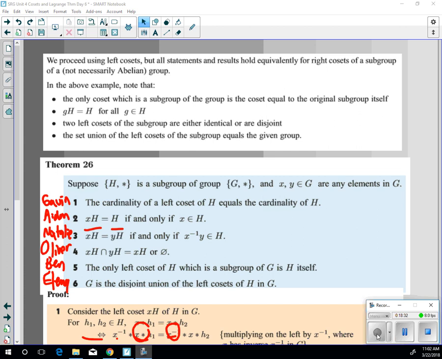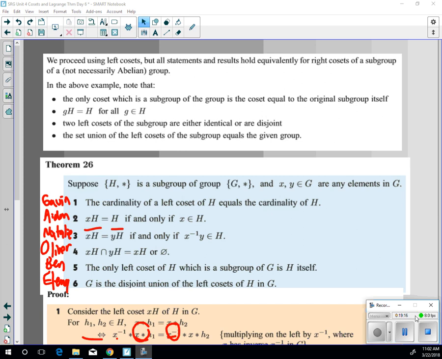So this part is essentially that the left coset of H has just as many elements as the group H. Property 1 of theorem 26. Property 2 of theorem 26 is that xH equals H if and only if x is an element of H. That can be used to find out if x is an element of H just by multiplying it by the set. Theorem 3 is that xH equals yH only if x inverse y is an element of H, which makes it useful in proofs or proving other properties of the theorem.